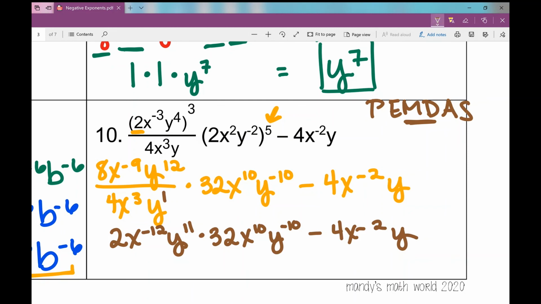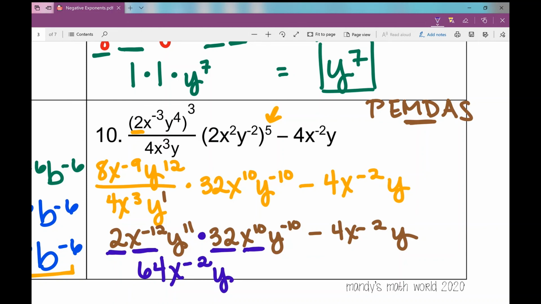Okay, I'm just going to change colors here again. So now I've got some multiplication and some subtraction. I need to do my multiplication first because that's what my order of operations tells me to do. What's 2 times 32? Remember, numbers then variables, 64. Then what do I do with my variables and their exponents? Since I'm multiplying, I'm going to apply my product rule. So x to the negative 12th times x to the 10th is x to the negative second power. Y to the power of, what do I do there? 11 and negative 10 is just 1.